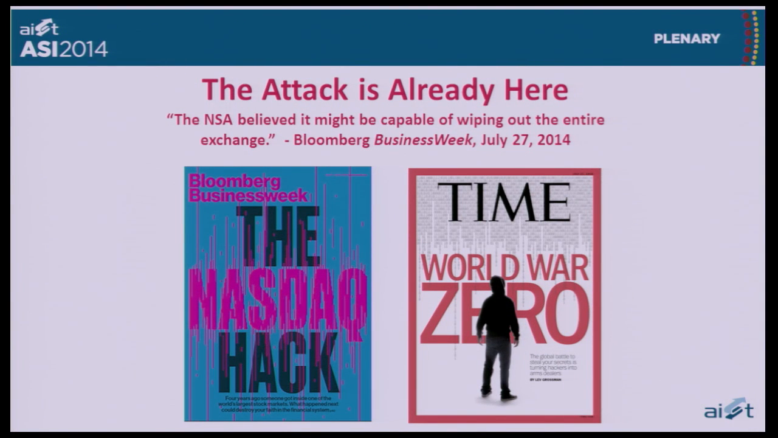These were not people stealing credit card numbers. This was Russian intelligence that had penetrated the NASDAQ operating system. This was described as an attack bug. And the quote I've got here actually comes from someone in our National Security Agency, the NSA, but it says the NSA believed it might be capable of wiping out the entire exchange. Now, that bug was identified, and steps were taken against it, but how many are out there that haven't been found yet?